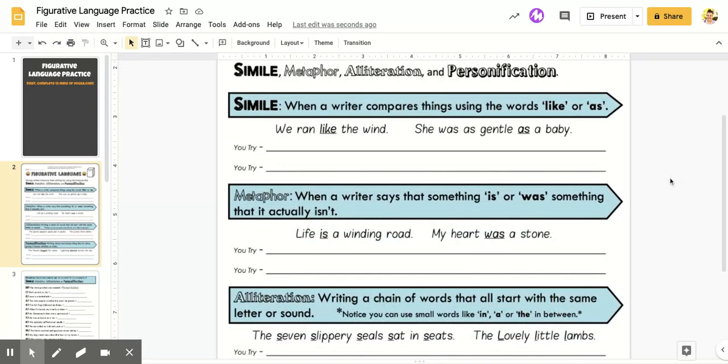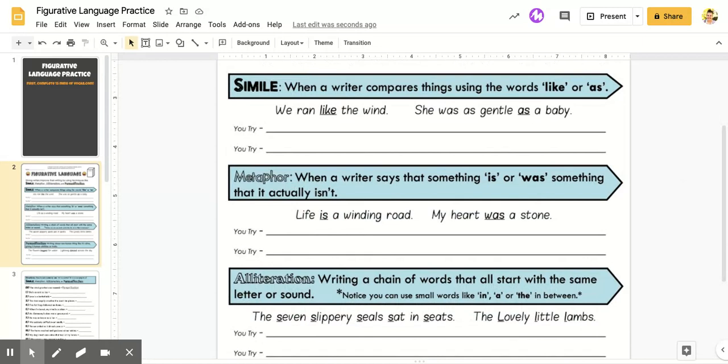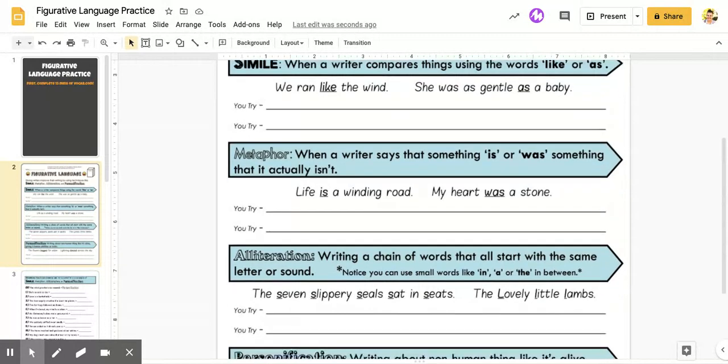Moving on to metaphors. So same thing. I like to think of it as a stronger simile. A metaphor is not messing around. So instead of saying we ran like the wind, or instead of saying it's as hot as the sun outside, you would walk outside and be like, oh my goodness, it's the sun. I'm on the surface of the sun, right? And so that's whenever you say life is a winding road, my heart was a stone. You're making sure that it is comparing life, like life is being compared to a winding road. And then you are making sure that you don't say like or as. So it's just a little stronger.